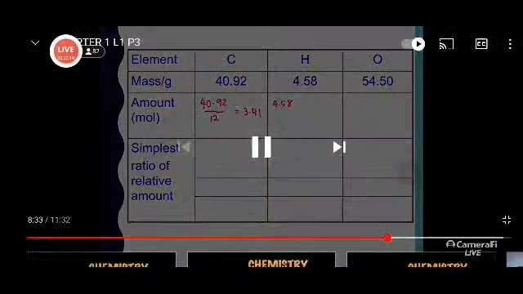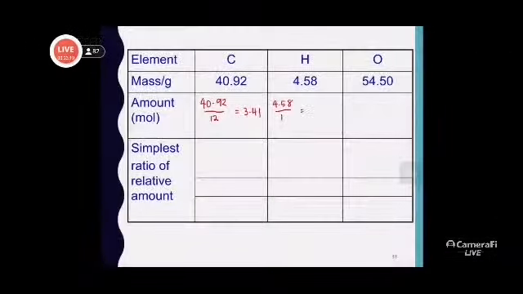Alright. Okay, carry on. 4.58 divide with the molar mass of hydrogen. So you will get 4.58. And for oxygen, 54.5 divide with molar mass of oxygen. Alright. So you will get 3.41. Now to find the simplest ratio, you have to identify the smallest number. So 3.41 divide with 3.41. So you will get 1.